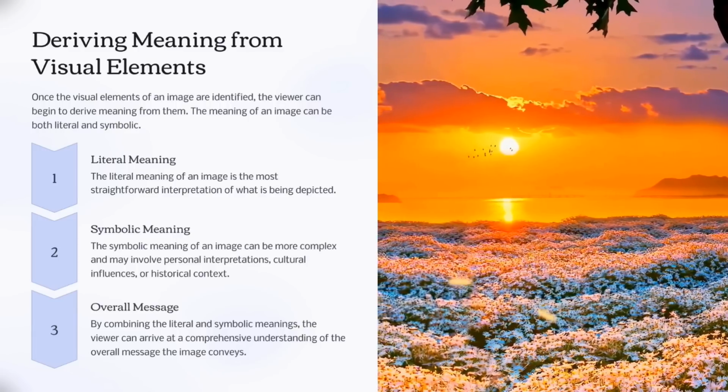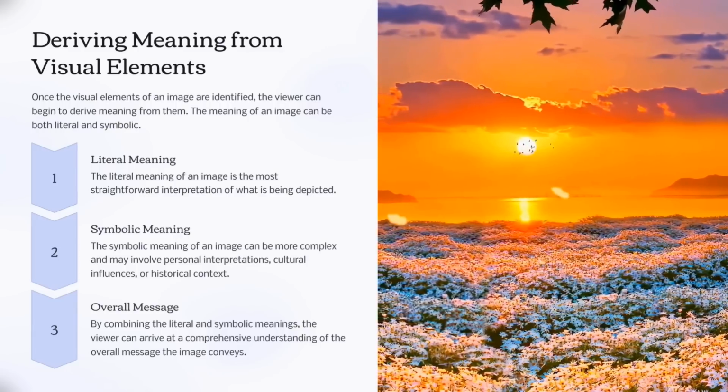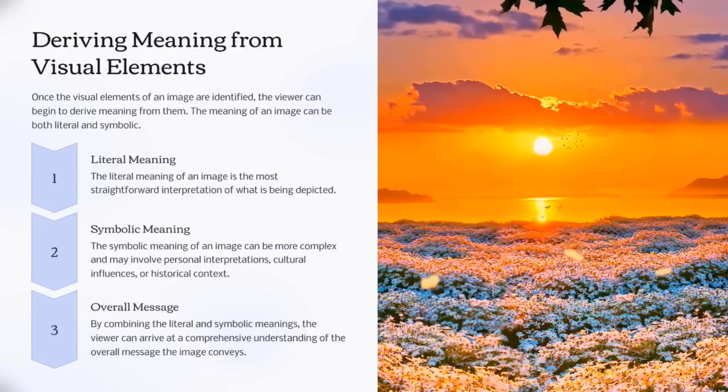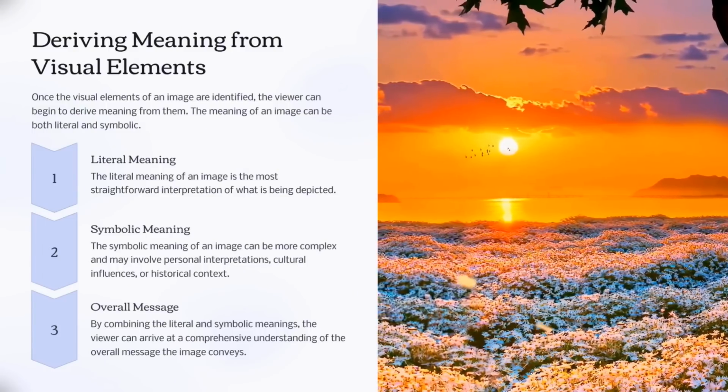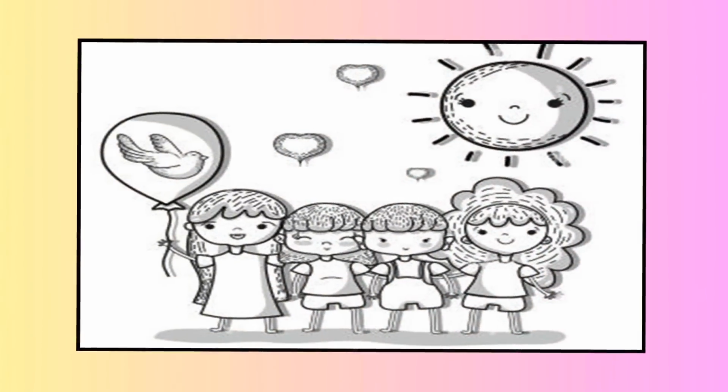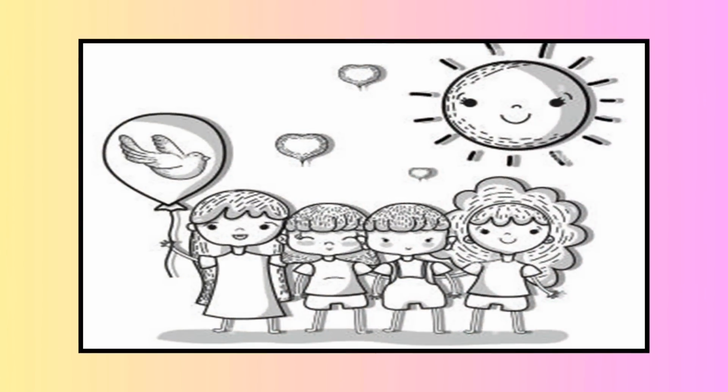Overall message, by combining the literal and symbolic meanings, the viewer can arrive at a comprehensive understanding of the overall message the image conveys. So next, we have here a picture. Take a look at this picture and tell us what message this image represents. No? Ano ba yung message na gustong iparating sa atin ng image na ito? So we can see children, they are happy. A girl is holding a balloon, and inside the balloon is a dove. As we all know, dove represents peace.